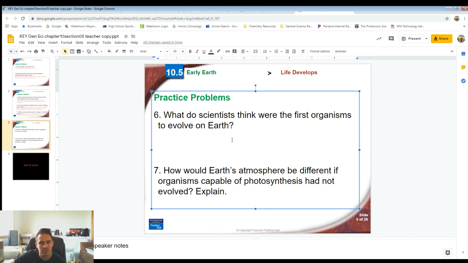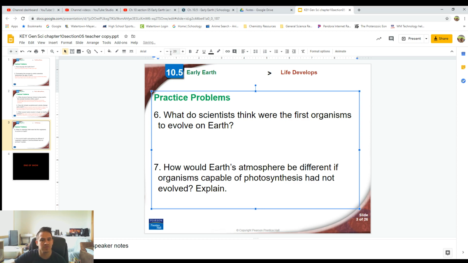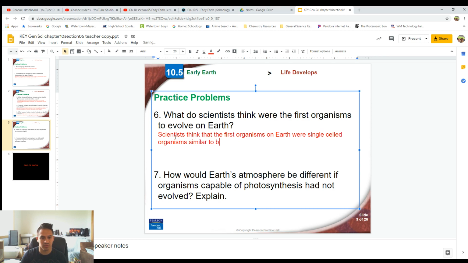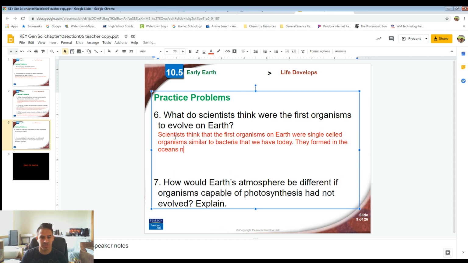All right, number 6. What do scientists think were the first organisms to evolve on Earth? So some of the first organisms on Earth we think were single-celled organisms, kind of similar to bacteria like we have today, and that they first formed in the oceans near hydrothermal vents. So we will say that scientists think that the first organisms on Earth were single-celled organisms similar to bacteria that we have today. They formed in the oceans near hydrothermal vents.